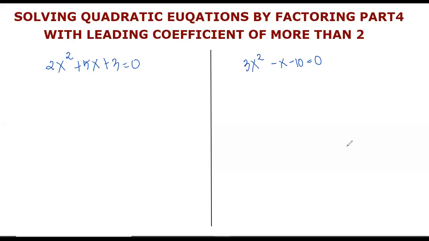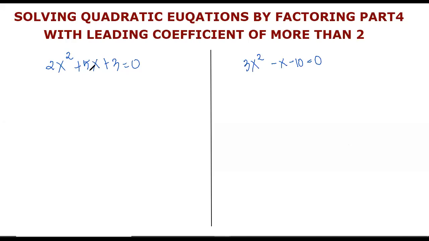We have a given quadratic equation, 2x squared plus 5x plus 3 is equal to 0. We are asked to get the solution of this equation. Let's factor out 2x squared plus 5x plus 3 is equal to 0. How do we factor an equation like this if we have a leading coefficient?